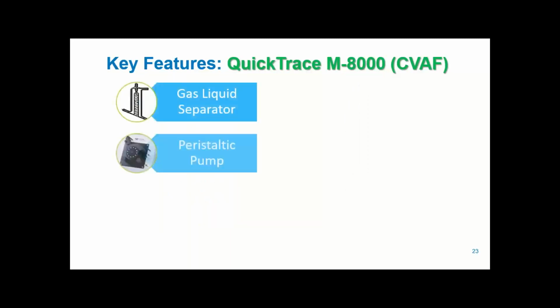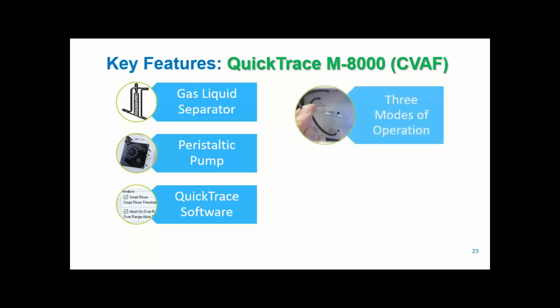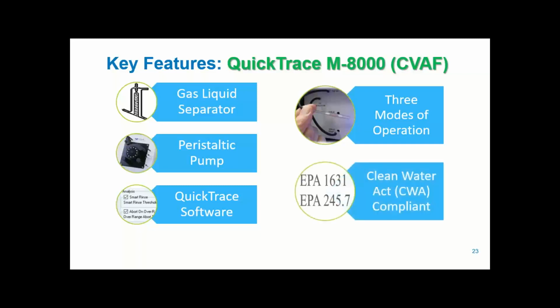So just like the M7600, this instrument features the gas liquid separator with the center post design, the top of the line peristaltic pump, and the reliable QuickTrace software. It also has 3 modes of operation: continuous flow CVAF, single or gold trap pre-concentration followed by CVAF. And again, there's no need to make any hardware or tubing changes to use any of these modes. They're selected in the software.